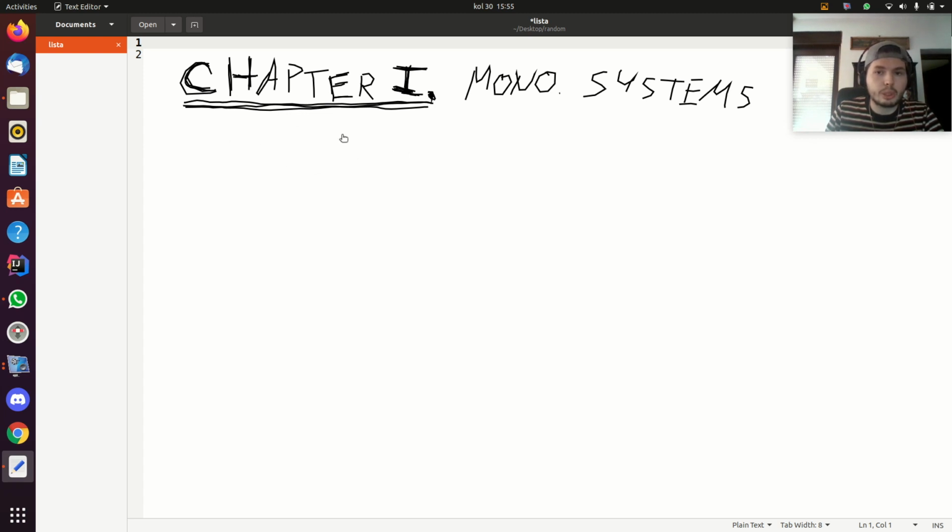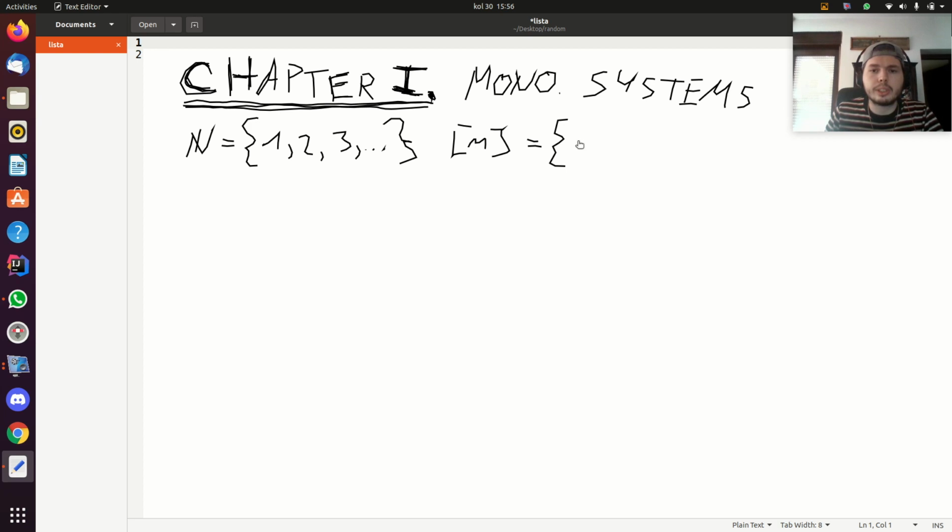Okay, so monochromatic systems. I'm always in this course going to write the symbol N for the natural numbers. I'm also going to use this notation for the set of all positive integers up to n, where n is some natural number. So this is common notation. I hope you've seen this before.